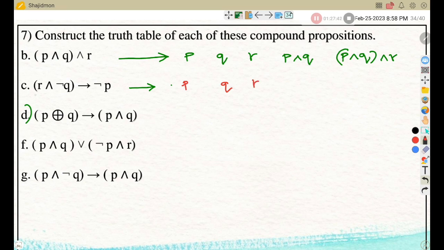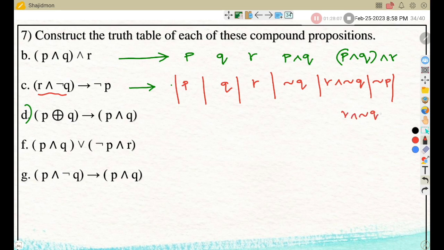After that, see, before this bracket you need to do negation Q. So negation Q. After that the bracket R and negation Q. After that the negation P also needed here. See, negation P, okay, like this. Then last the final one, that is R and negation Q implies negation P. So that you will get answer. This is the last one.